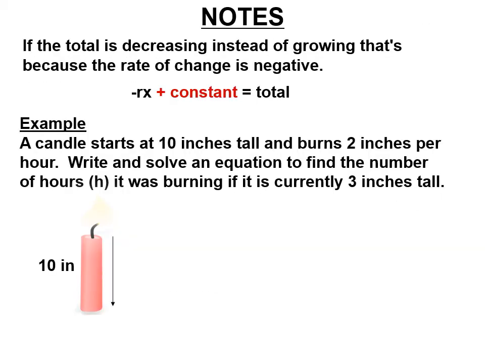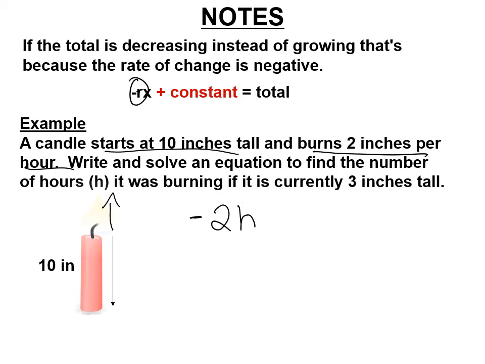Okay, now the rate can be a negative number. This is always going to be plus. The rate is what changes to negative here. So let's see that. A candle starts at 10 inches tall and burns 2 inches per hour. So the rate is 2. So that's our coefficient, you would think. But if you have 2 positives there, that would mean the candle is getting taller by 2 inches every hour. And the candle is not getting taller by 2 inches every hour. It is getting shorter. So this is negative 2h.